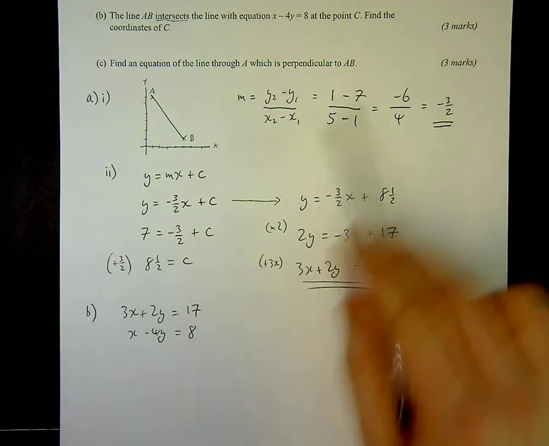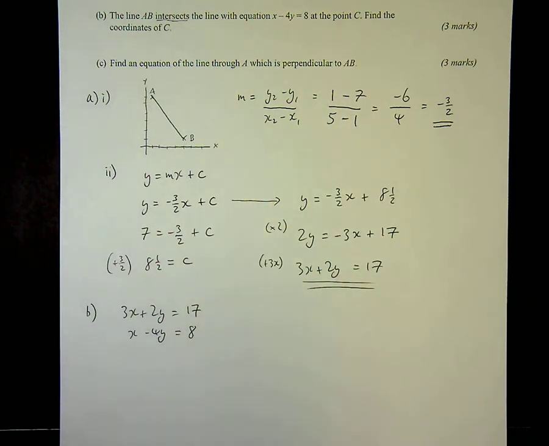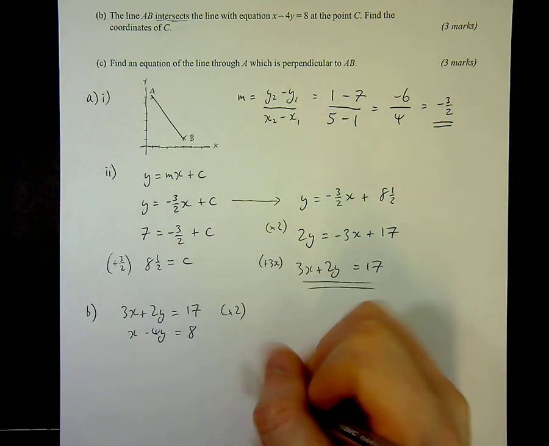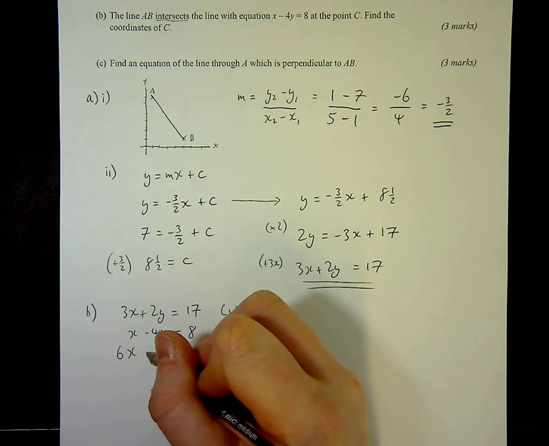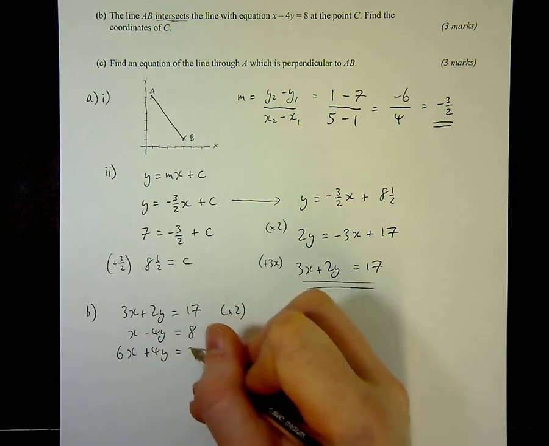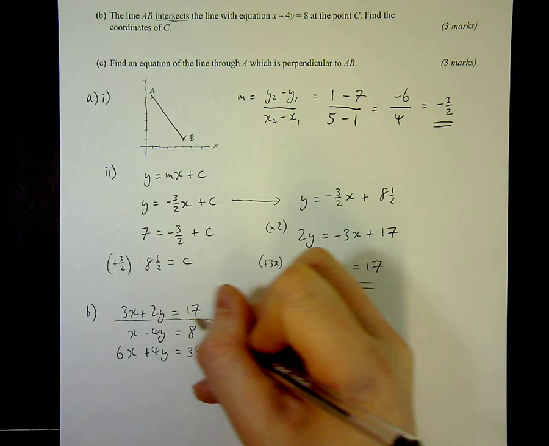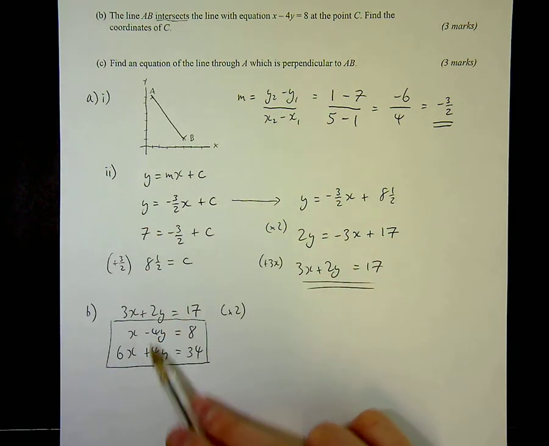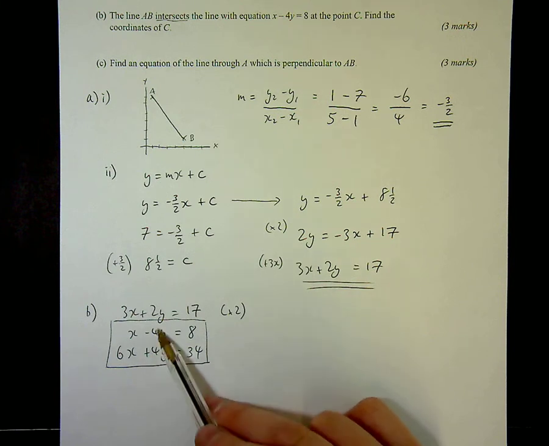To find the intersect point C, I just need to solve those simultaneous equations. Now there's lots of ways to do this. My personal preference would be to double this first equation, because that's going to get me 6x plus 4y equals 34, and then I can just use these two, because I've got a minus 4y and a plus 4y. So I've got equal but negative versions of these coefficients of y here. I can just add the two equations together.